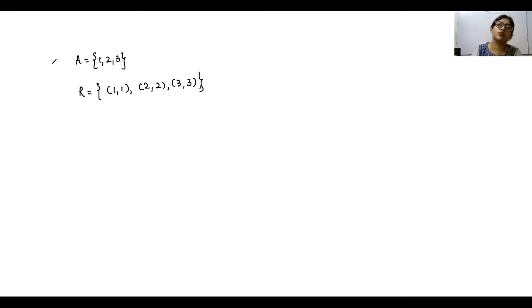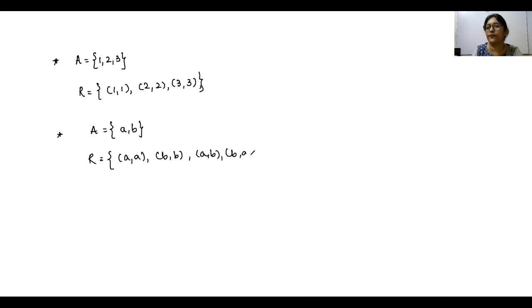So if the set was A equal to {a, b}, then relation R should contain (a, a) and (b, b). Again, as we said, you can have more elements than that, fine, as many as you like, but these elements should be there. So that is a reflexive relation.